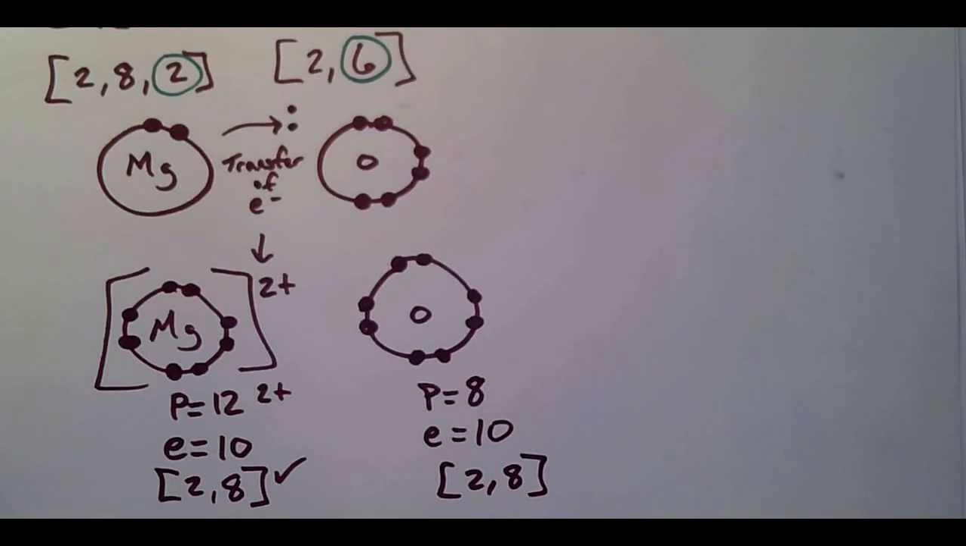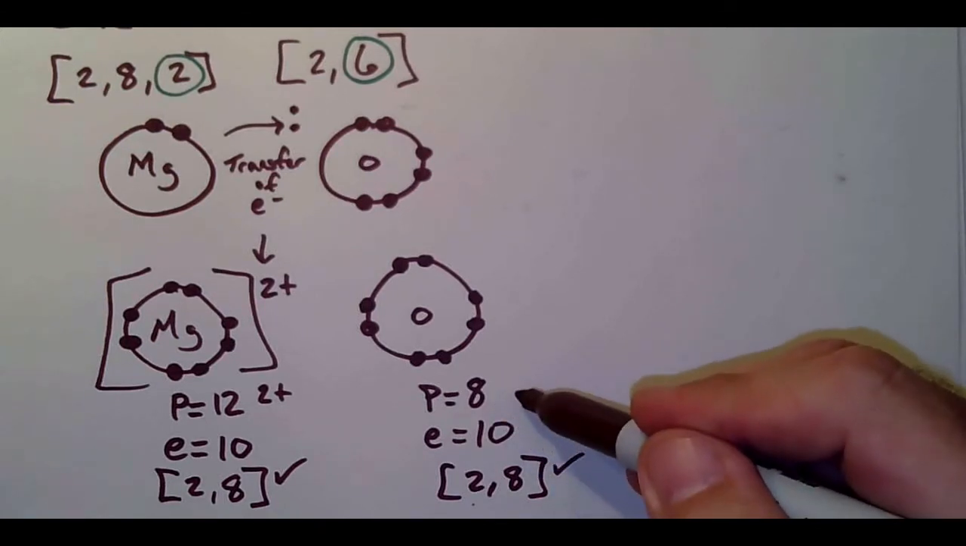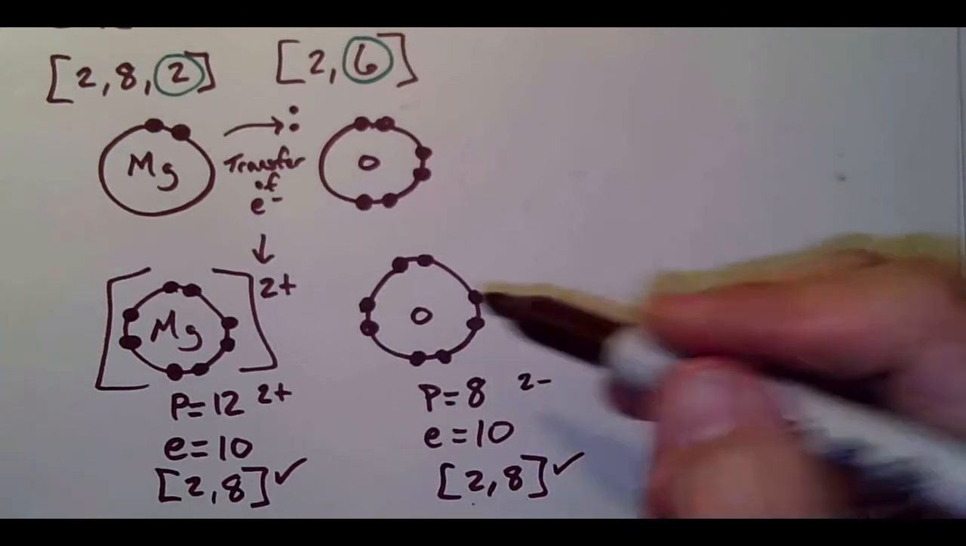We know when we split those out, 2 in the first shell, 8 in the second shell, so now its outer shell is completely full, and it's happy. However, it's got more electrons than protons, in fact 2 more, so those negative charges are going to win out.